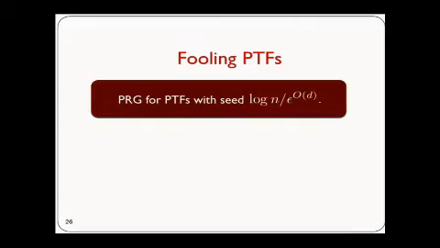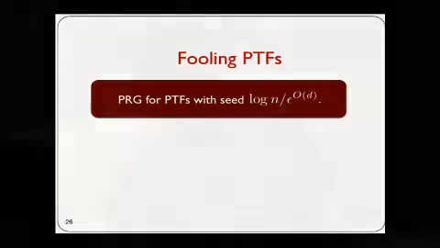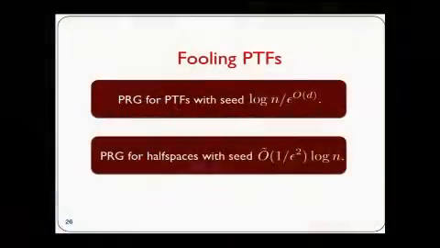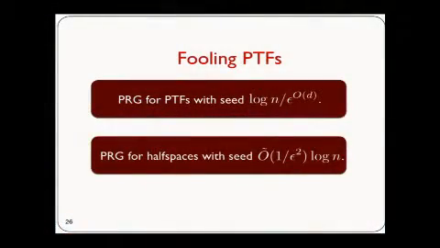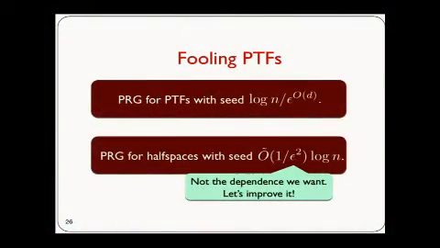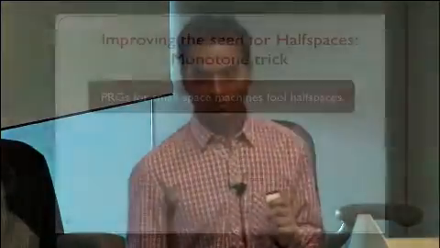So you get a PRG for PTFs with a seed length of log n over epsilon to the O of d, and for the special case of half spaces, we get a PRG with seed length of roughly log n over epsilon squared. But hey, this is not the dependence on epsilon that I claimed at the very beginning of this talk, and I didn't cheat then, and we'll actually try and improve this now.